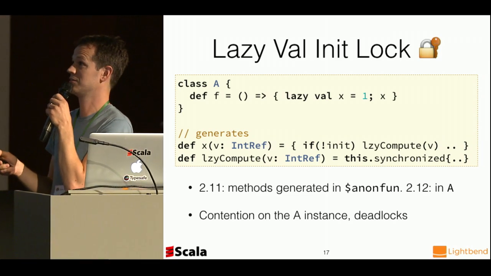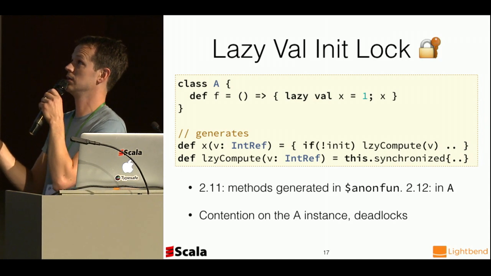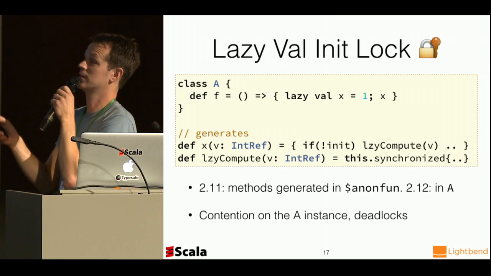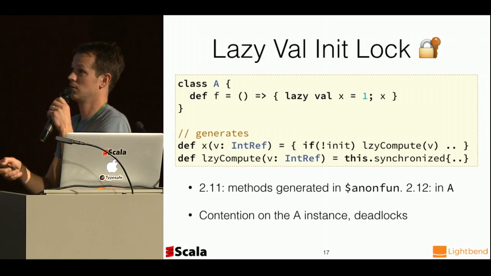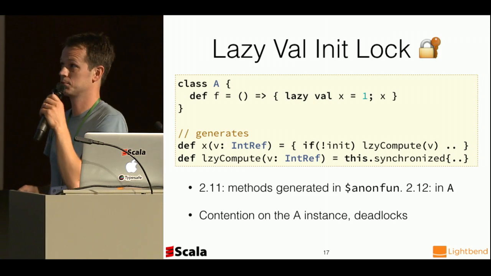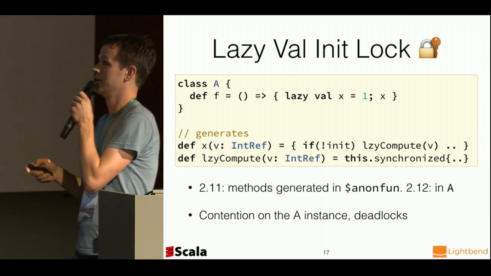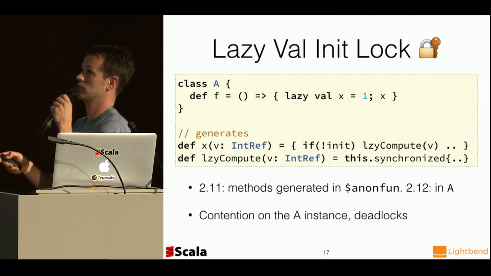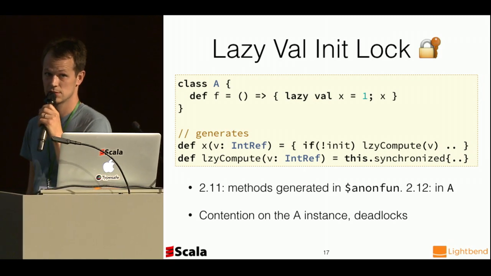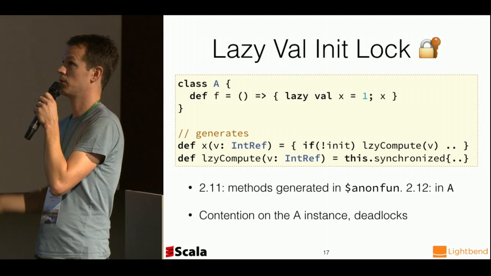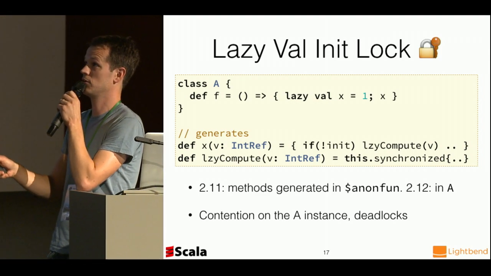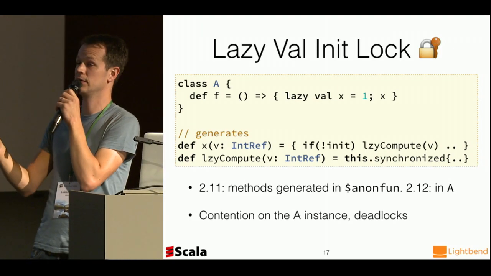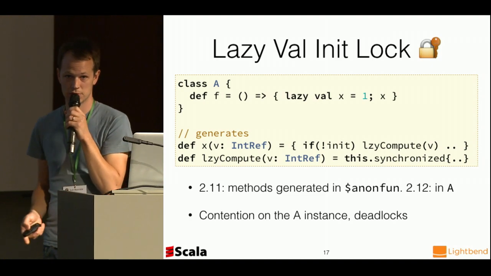The reason for that is a bit technical, but basically x is not a field in the class A. X is created within the Lambda, and then it's captured by this other method, so we need to box it into an object that we can pass around. The important thing here is that we flatten out these methods into A, and then we synchronize on this. That's a real problem. If you have many local lazy vals within various expressions within A, then all of those synchronize on the A instance, and then you end up with deadlocks.